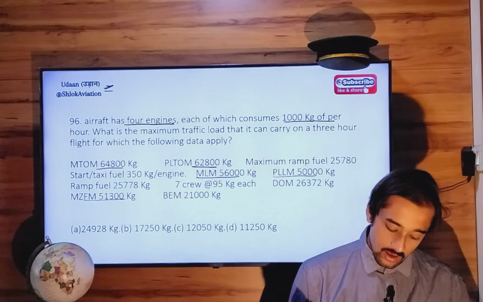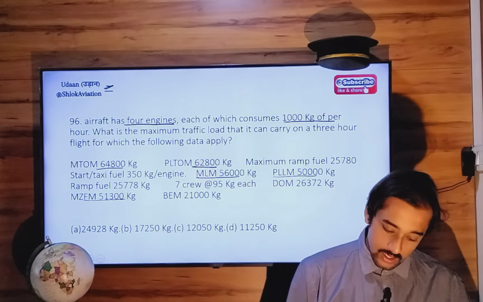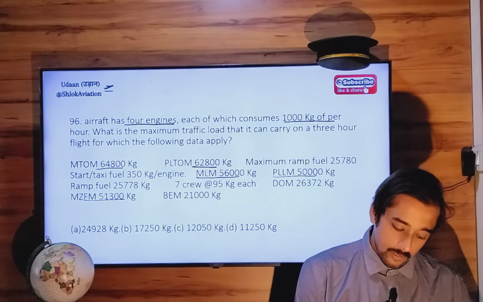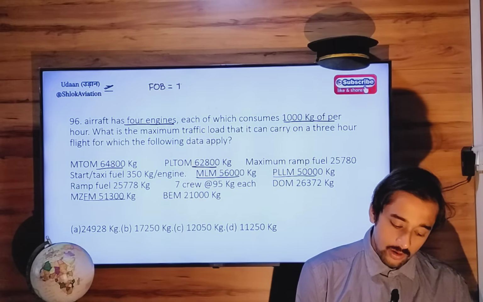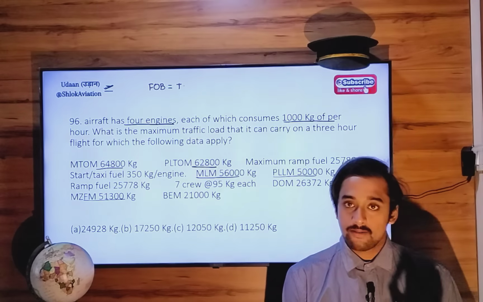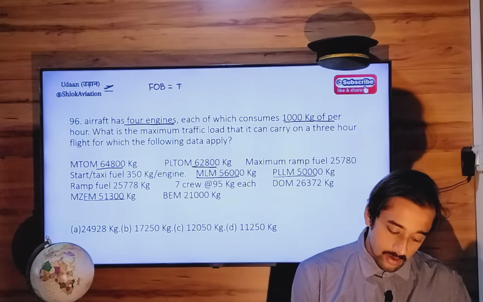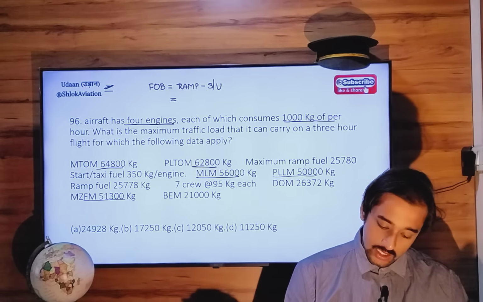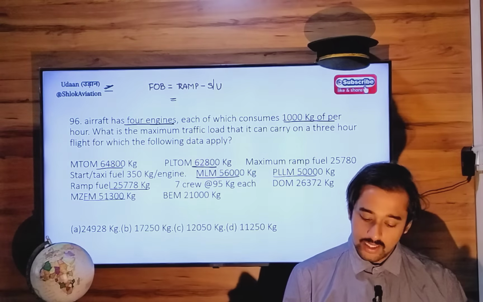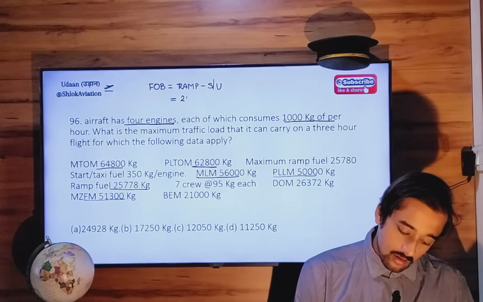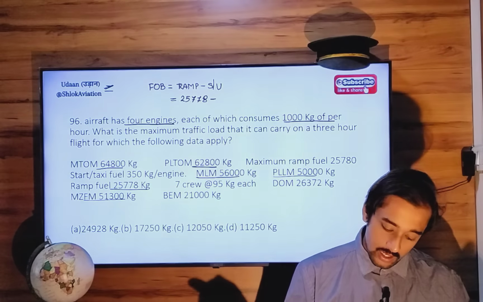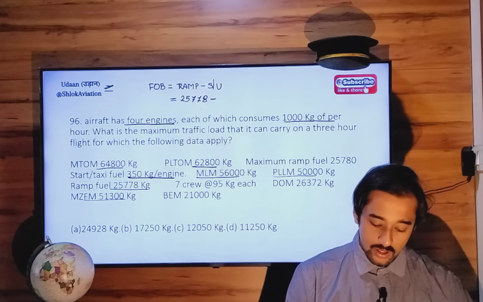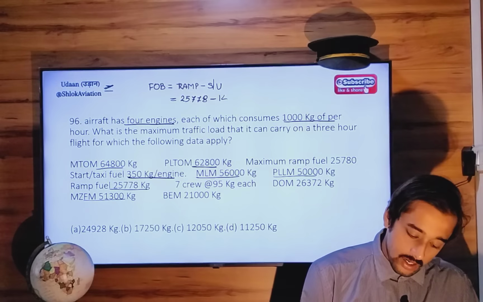Next, zero fuel mass plus fuel on board. Zero fuel mass is 51,300 or 51.3. Fuel on board or takeoff fuel is nothing but total fuel in your fuel tanks when your aircraft is situated on the ramp. That is nothing but your ramp fuel minus startup and taxi fuel. Ramp fuel is 25,778. Startup and taxi fuel is 350 kg per engine. So for 4 engines, it will be equal to 350 into 4, 1400.